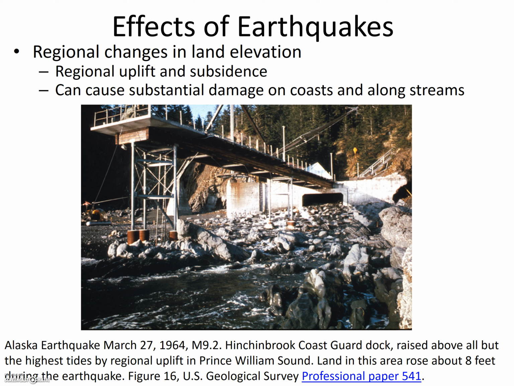Regional changes in land elevation with either uplift or subsidence can cause substantial damage on coasts and along streams. This image shows effects from Alaska's earthquake, March 27, 1964, moment magnitude 9.2. Hinchinbrook Coast Guard Dock, raised above all but the highest tides by regional uplift in Prince William Sound. Land in this area rose about 8 feet during the earthquake.